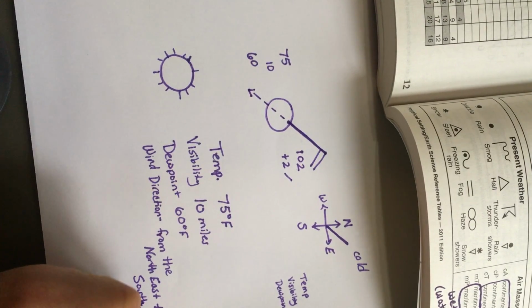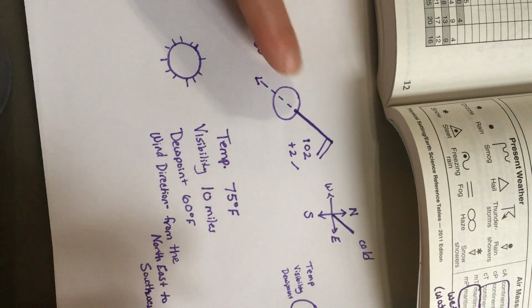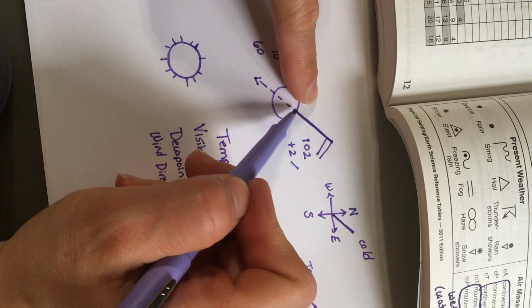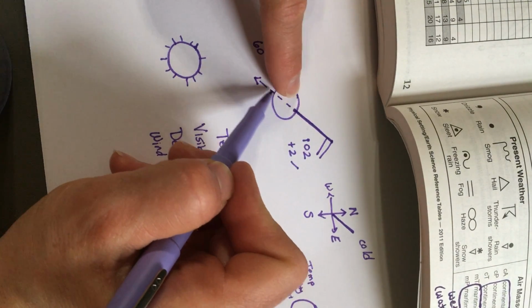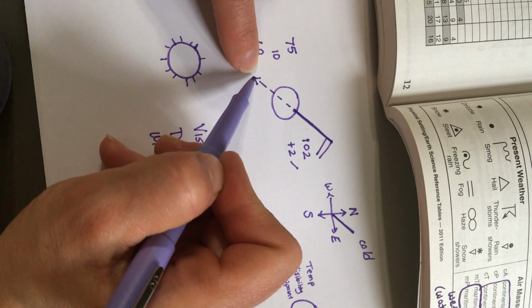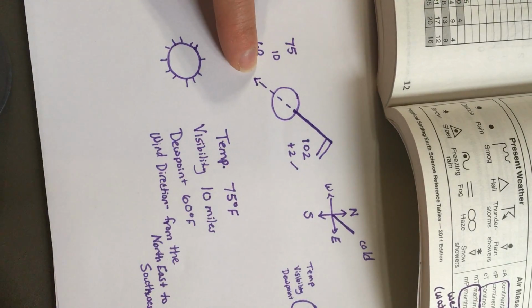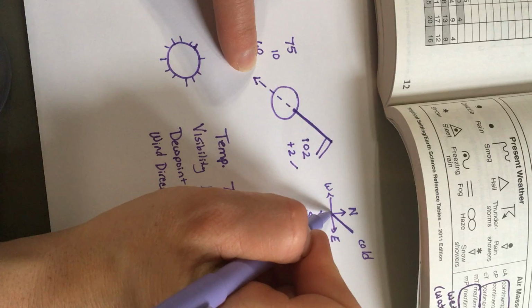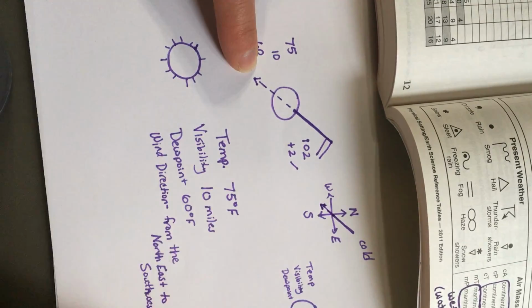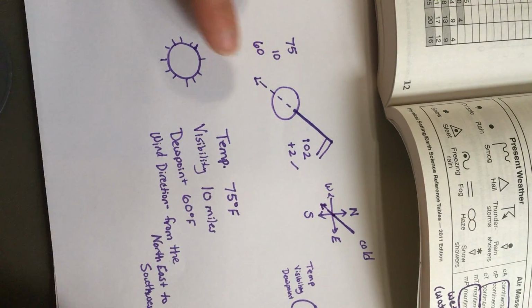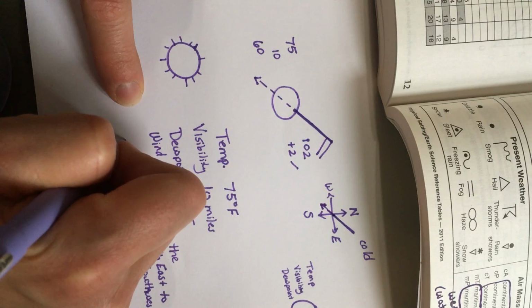So do you see what I just did? I just extended this, I call it a lollipop stick all the time. I extended the lollipop stick through the lollipop and out the other side, and you can clearly see where it's going to now. So it's going from the northeast to the southwest.